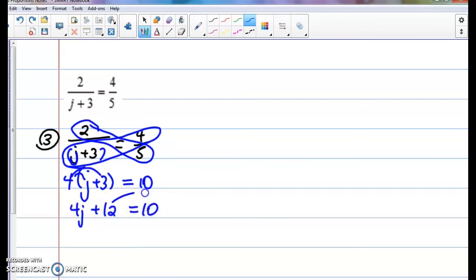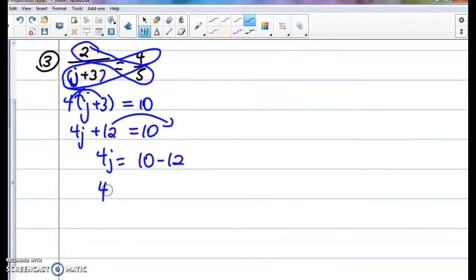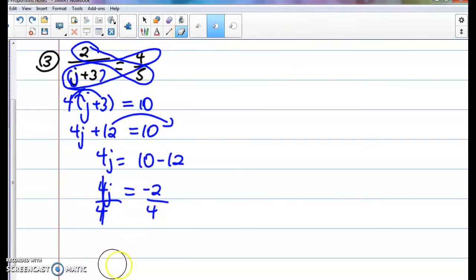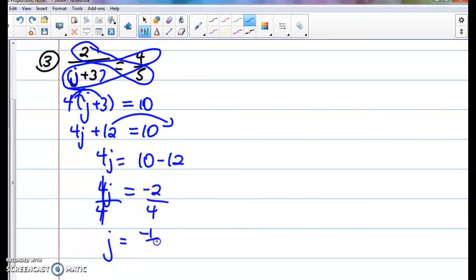Now to solve for j, we're going to transpose our 12 and get 4j equals 10 minus 12. And now 10 minus 12 is going to give us negative 2. So 4j equals negative 2. Divide both sides by 4. And j is going to equal, or j, I don't know where a y came from. Try that again. There we go. J is going to equal negative 2 over 4 reduces to a negative 1/2. There we go. And we're all set.